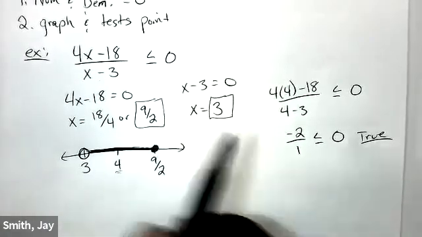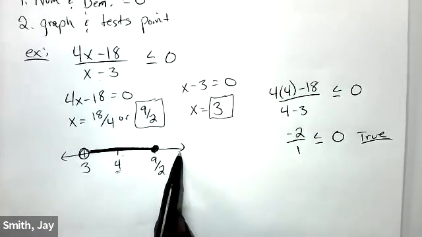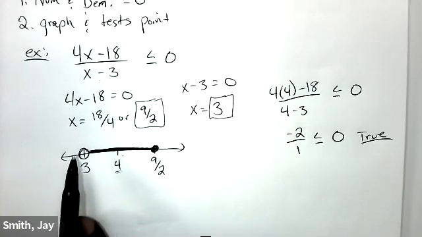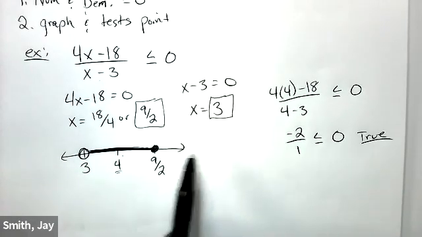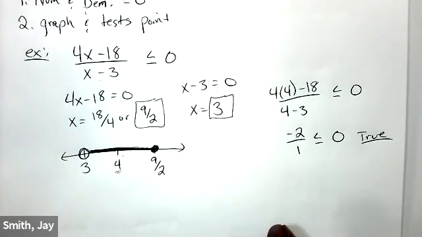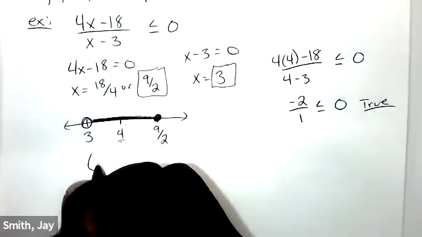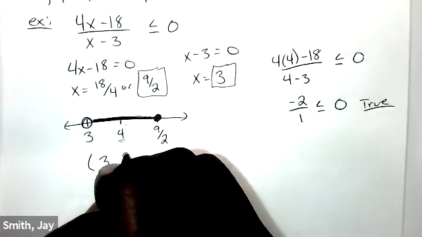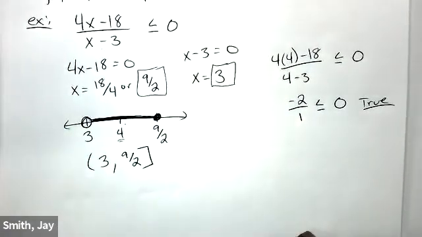And remember, it staggers. So this is a true statement, which means this goes false, true, false. We can always test a value less than 3, a good one would be 0, or a value greater than 9/2, another good one would be something like positive 10. All right. So in interval notation, there will be an open parenthesis to show that we're excluding the value 3, comma, 9/2, close bracket to show that we are including the value 9/2.